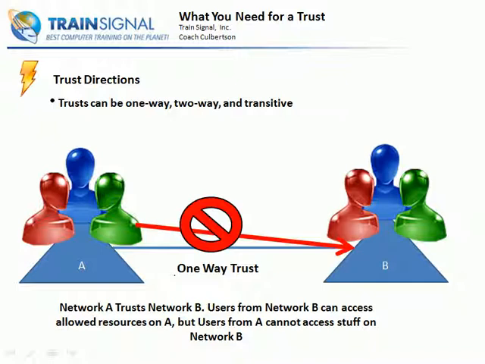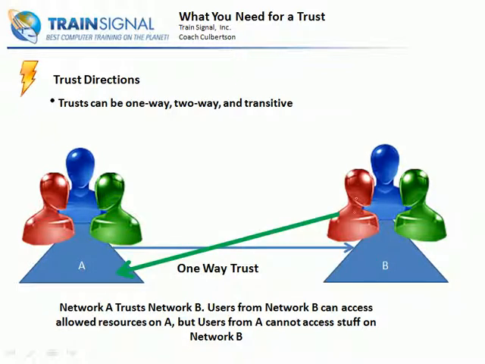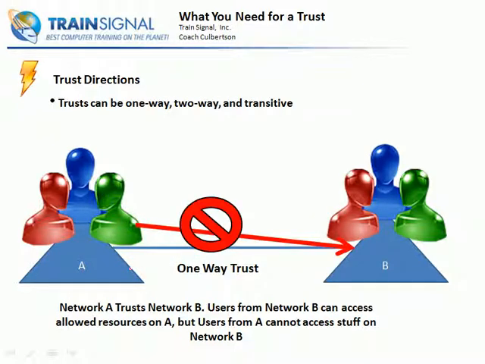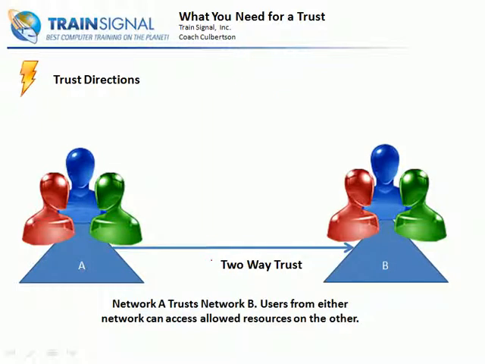So here's the thing that I want you to remember about this. When you're setting up one-way trusts, you need to essentially create the trust in the opposite way that you want the users to access stuff from. Because network A trusts network B, users from network B can access stuff on network A. But the opposite is not true. If we want the opposite to be true, we can do one of two things. We can either switch the direction of the trust, or we can create a two-way trust.